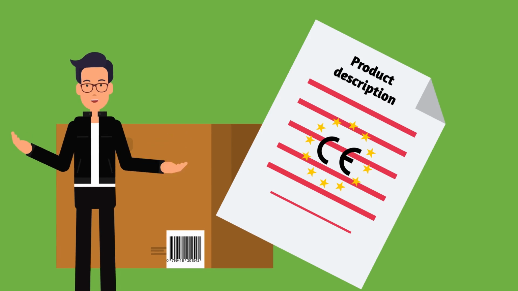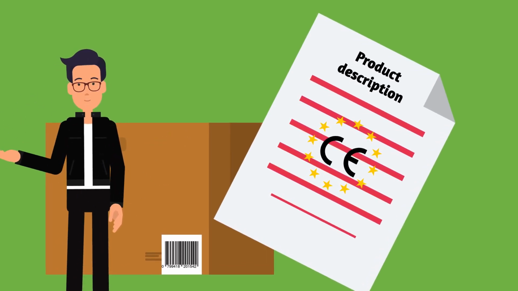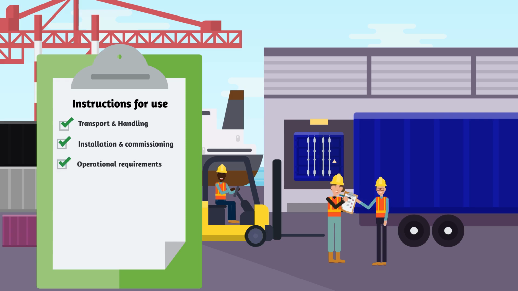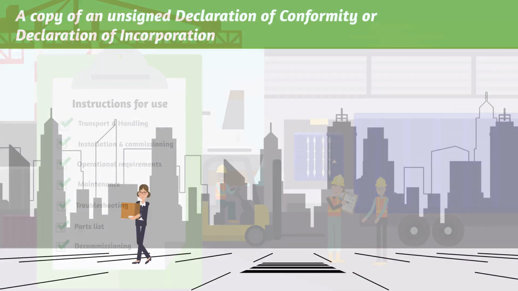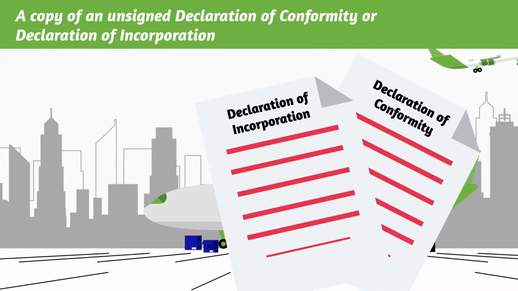A copy of the CE marking nameplate in line with the applied standards used to demonstrate compliance. Instructions for use detailing the transport and handling, installation and commissioning, operational requirements, maintenance, troubleshooting, parts list, decommissioning in all the languages accepted in the member states where the product is foreseen to be sold. A copy of an unsigned declaration of conformity or declaration of incorporation.